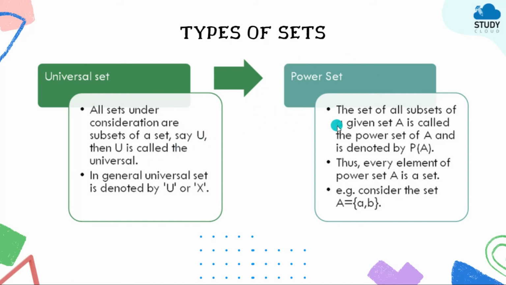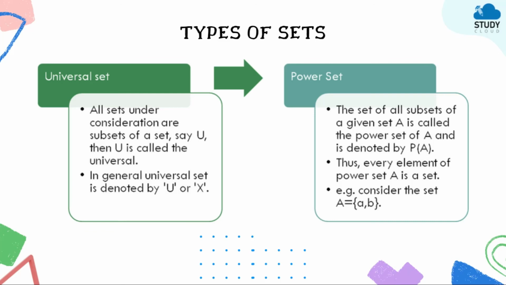Then there is the power set. The set of all subsets of a given set A is called the power set of A and is denoted by P(A). Thus every element of the power set of A is a set. For example, if A has elements a, b, c, then P(A) will have the null set, then {a}, then {b}, then {c}, then we can make combinations like {a,b}, {b,c}, {a,c}, then {a,b,c}. So how many combinations we can make, that will come here.